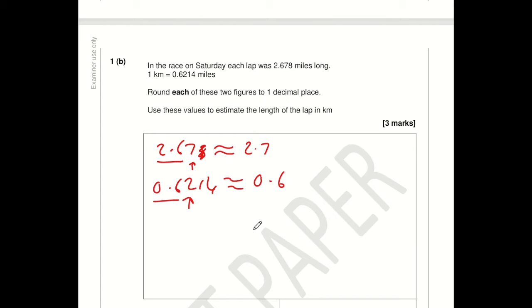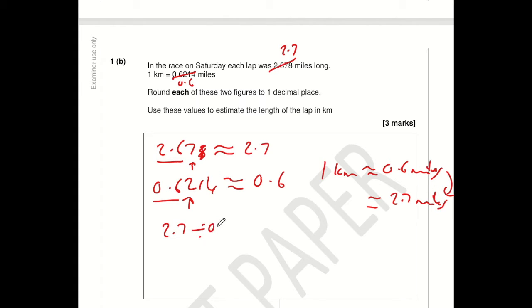Okay, so we're saying that in the race on Saturday, each lap was 2.7 miles long, and that 1 kilometre is 0.6 miles. We use these values to estimate the length of the lap. So we know that 1 kilometre is approximately 0.6 miles, and we're trying to convert 2.7 miles. How many times greater than 0.6 is 2.7? Well, what is 2.7 divided by 0.6?